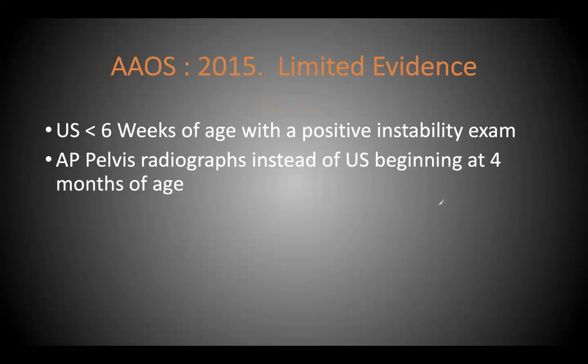It also says that there is limited evidence to support performing an ultrasound scan before the age of 6 weeks with a positive instability test. And there is limited evidence to support using an AP pelvis radiograph instead of an ultrasound at the age of 4 months.